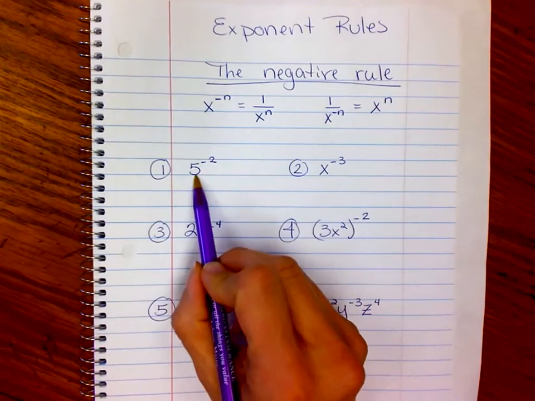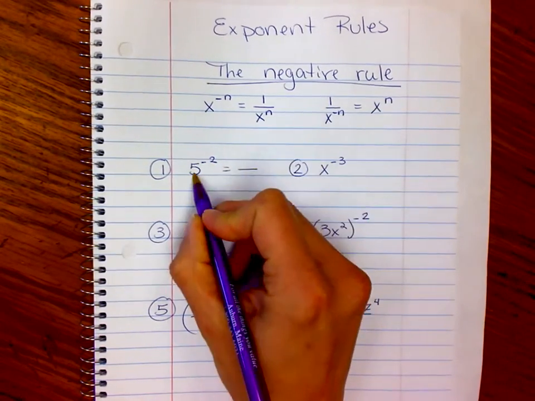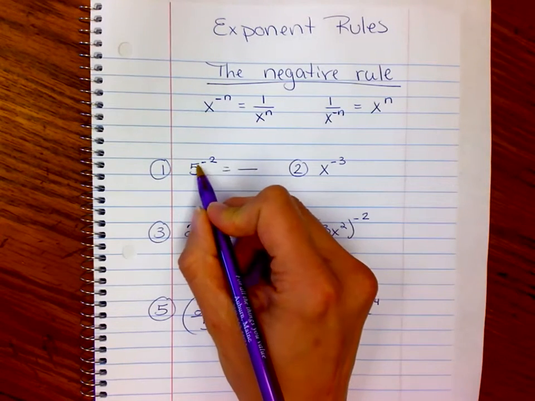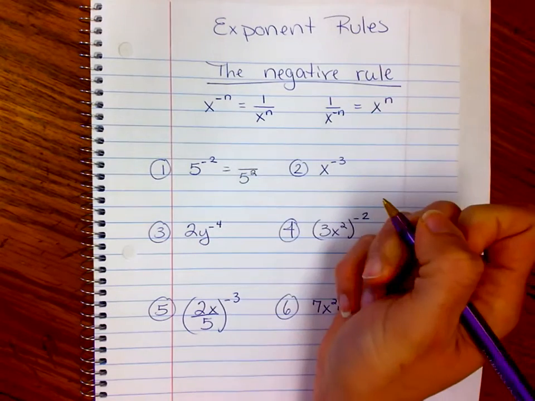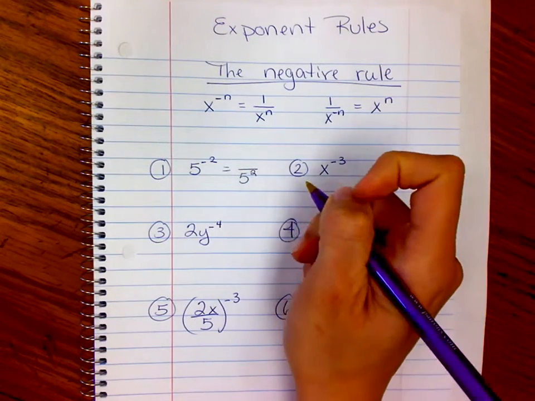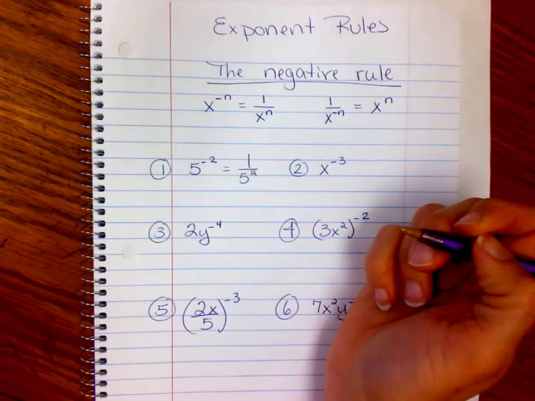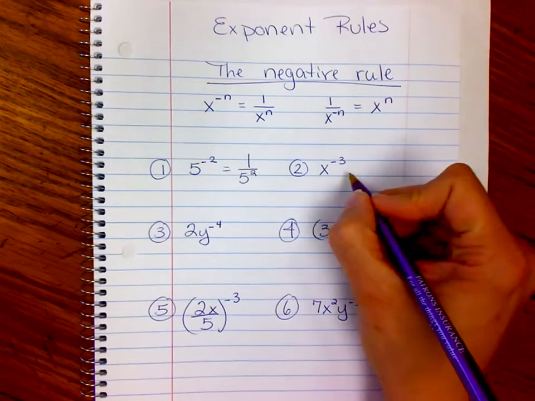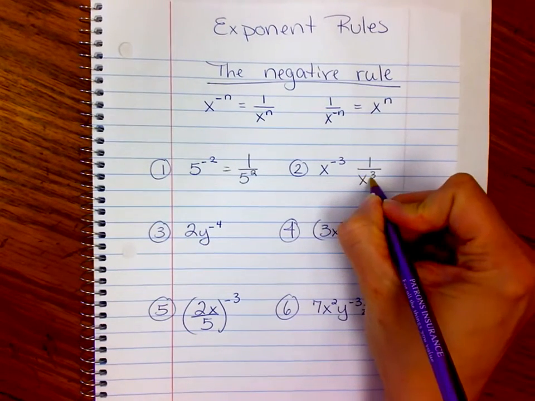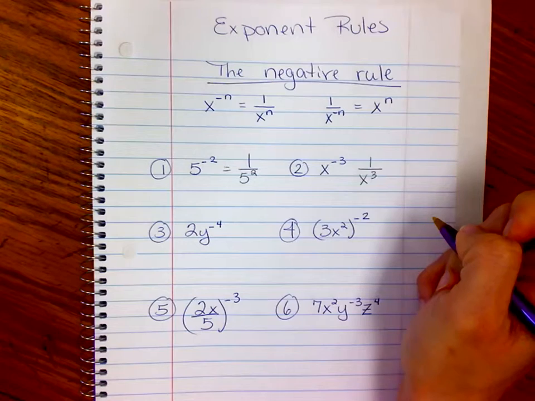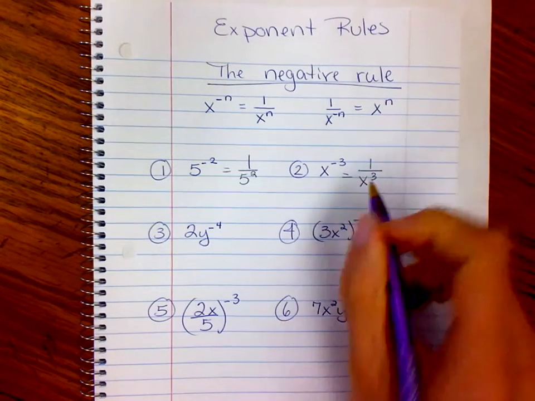So we have 5 to the negative 2. Well, that means I have to move it from the numerator, because right now it's in the top, to the bottom. The 5 stays the same, the 2 stays the same, the negative goes away. And since I moved it down there, I need a placeholder up here so you know it's a fraction and you know it went down. Over here, same thing. I need a 1 as my placeholder, and then the x cubed, when it moves down, the negative goes away. So now I have 1 over x cubed.